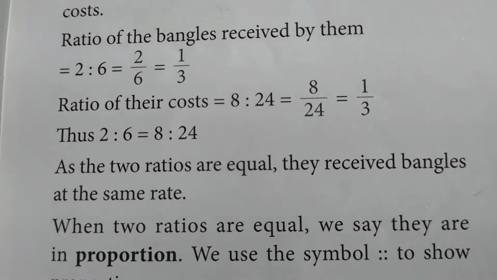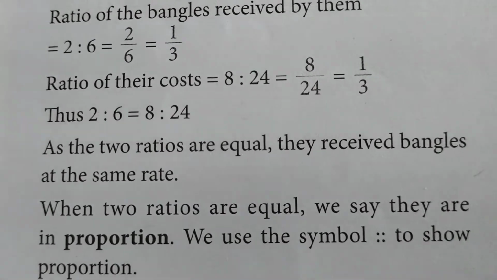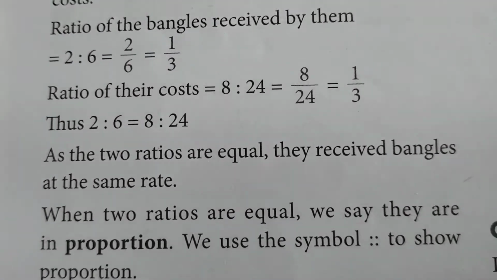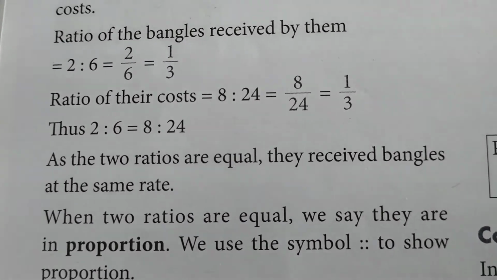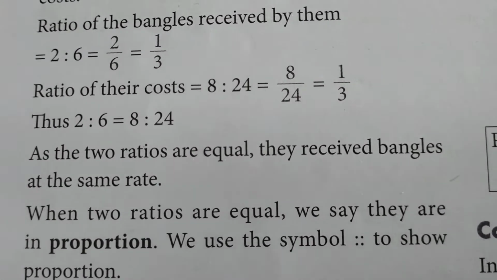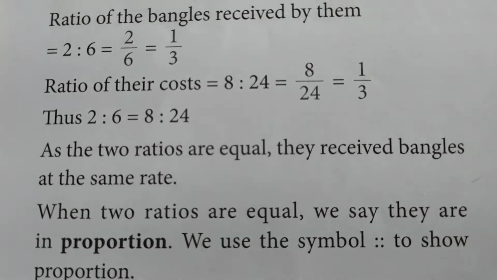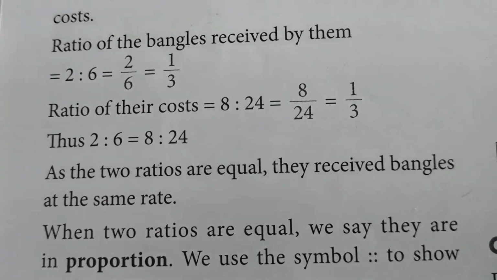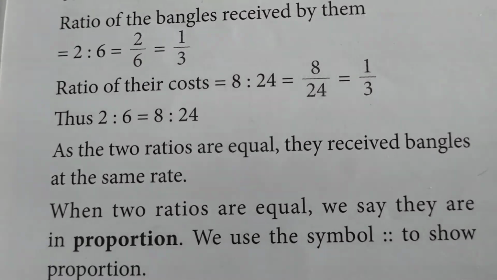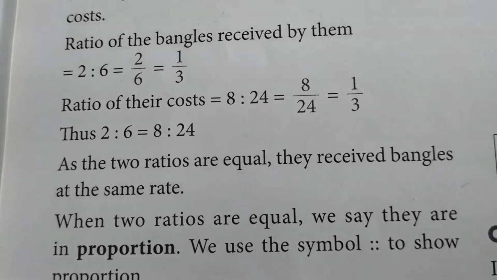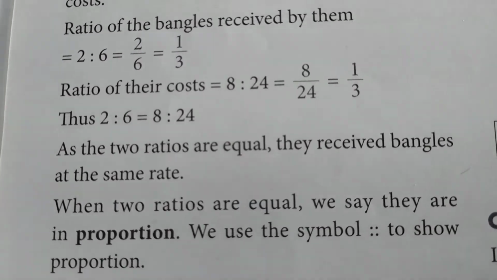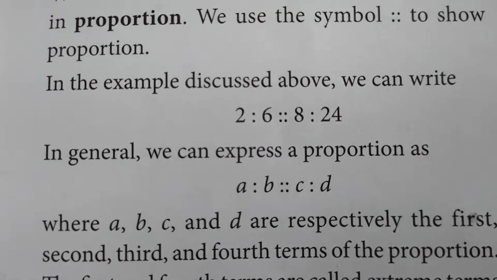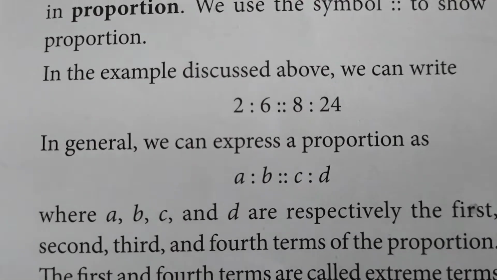As the two ratios are equal, they received bangles at the same rate. When two ratios are equal, we say they are in proportion. We use the symbol of 4 dots for proportion, and we read it as "is to" or simply "as to". Here you can see 2:6 as to 8:24. We can write that because the two ratios are equal.